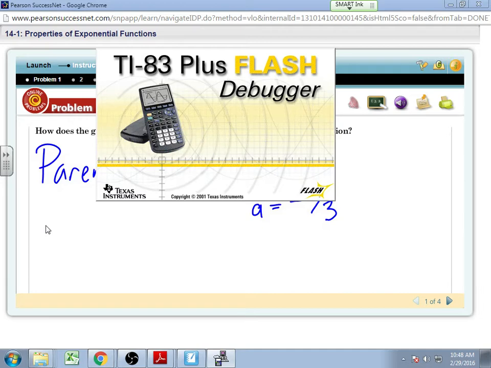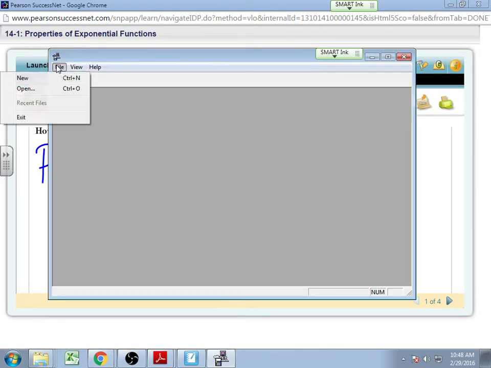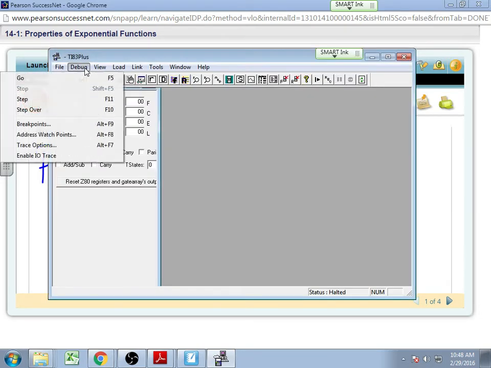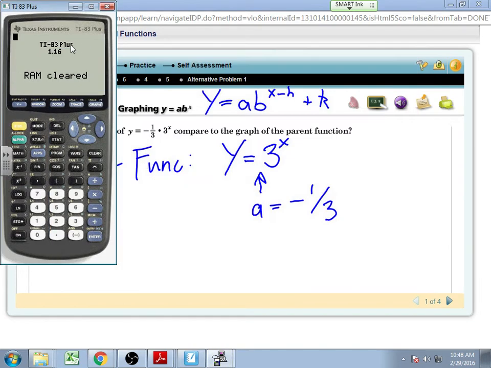They're right here. Oh, okay, I knew that. So go to your y equals. We're going to put in the parent function first. So my first function is just 3 to the x. My next function, I will apply the negative 1/3 times the 3 to the x.